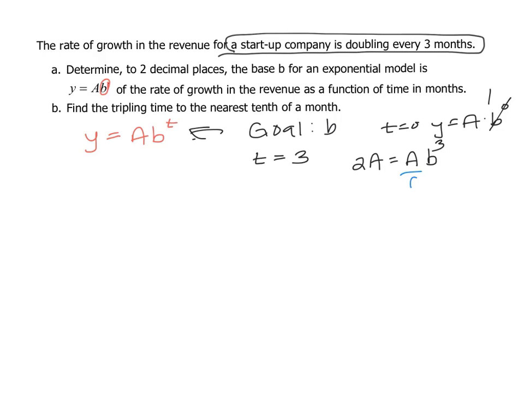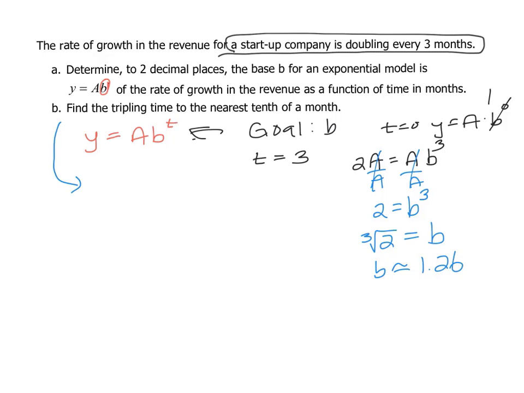So I can divide out the a. I have 2 equals b cubed, and then to find b, I don't have to use a log because my b isn't in the exponent. All I have to do is cube root both sides. So my b is the cube root of 2. If we answer to 2 decimal places, the value of my b would be about 1.26. Okay, so now we can answer part B.